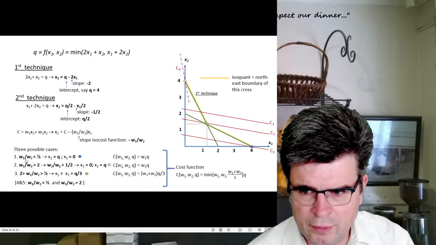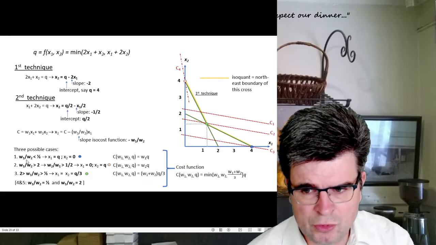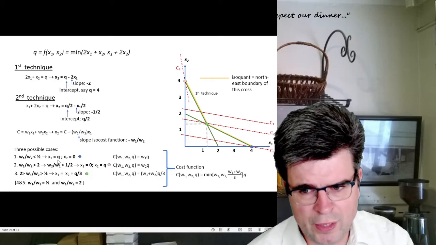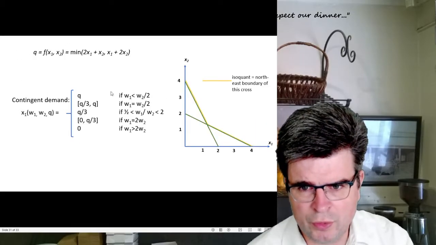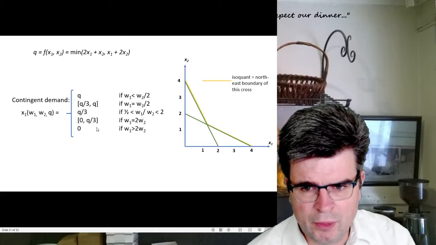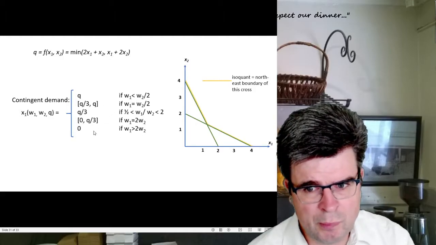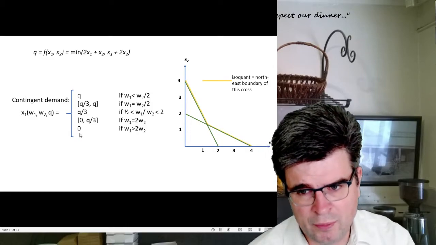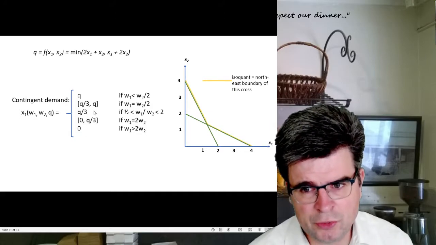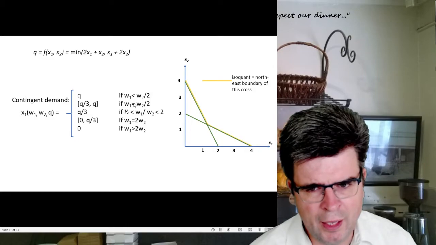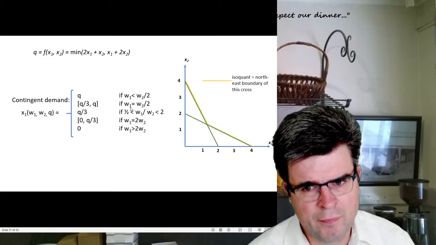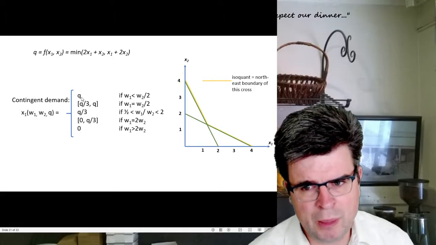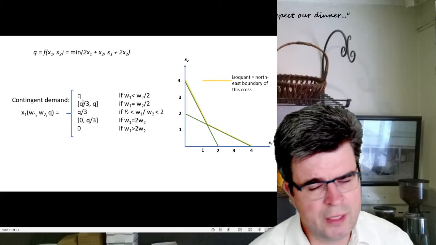So we know that if W1 is low compared to W2, we will demand Q units of production factor X1. So that's the point over here. Then when W1 is very expensive compared to W2, we will not demand any units of input of production factor X1 at all. In the intermediate range, we will demand Q over 3. And then at these borderline cases where W1 is exactly equal to half W2, then it will be somewhere in between Q and Q over 3.